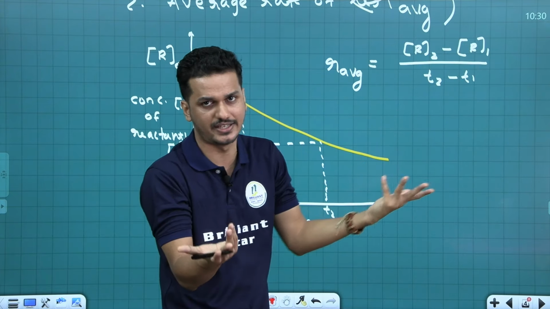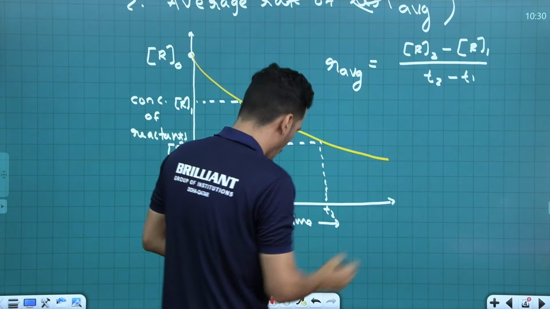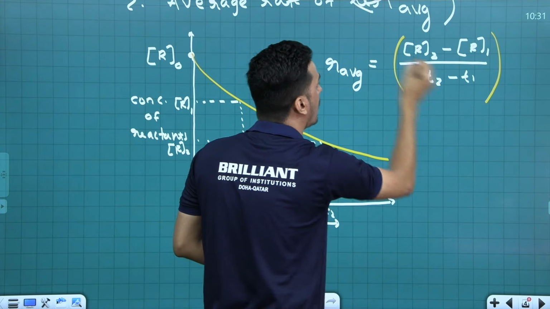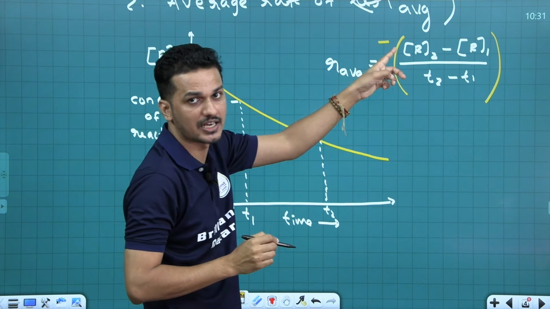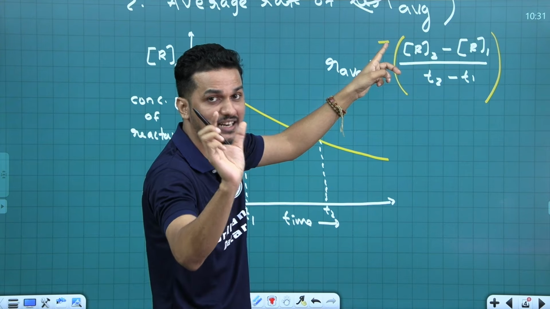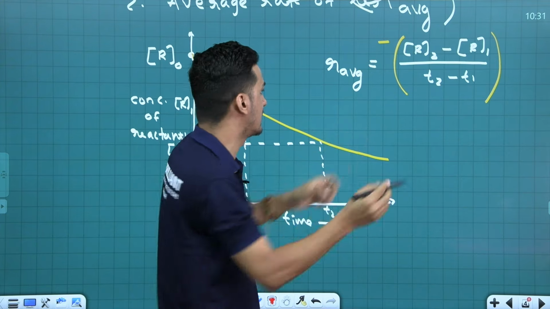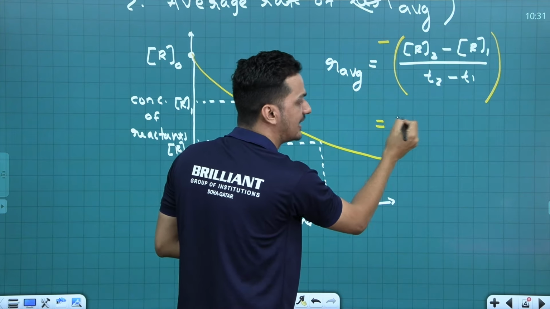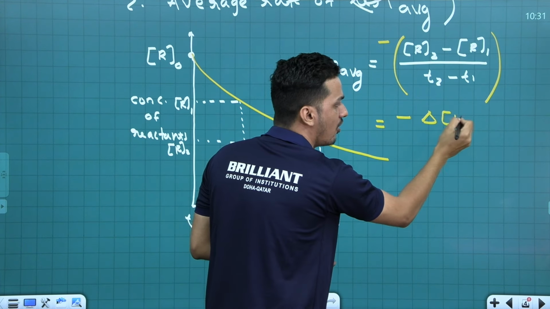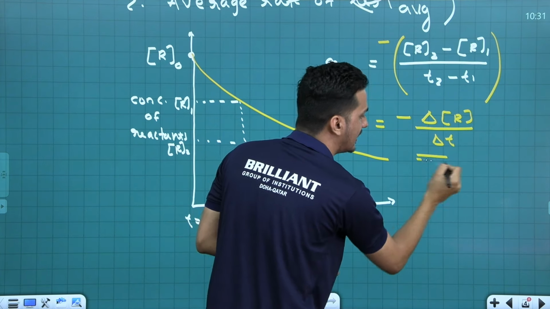So the answer will be negative. So what the scientists did was, they put one negative in front of that one. That is for sign convention. And what does this negative represent? Decrease in concentration for reactants. So this one we can write like that, negative R2 minus R1, I am writing delta concentration of R divided by delta T.